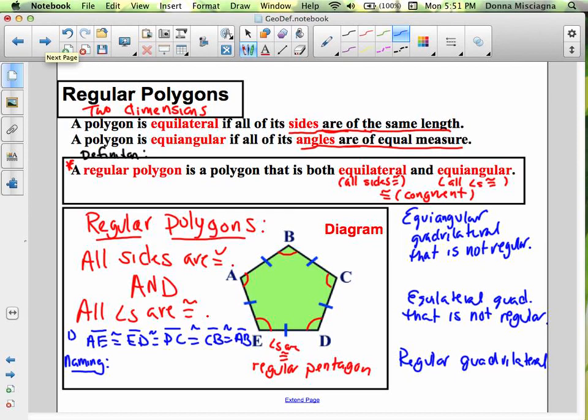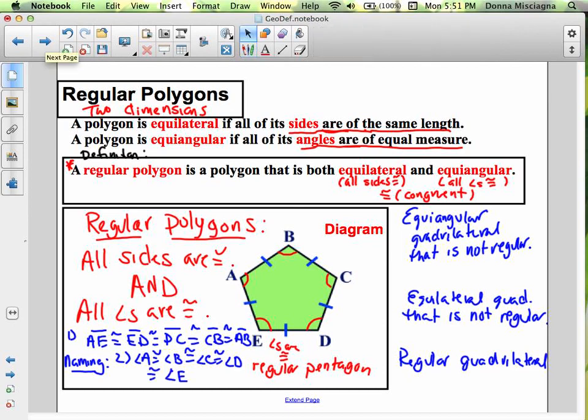And then you can also add in this part. Angle A is congruent to angle B, is congruent to angle C, is congruent to angle D, and we'll have to write underneath, is congruent to angle E. At least I have to. All right, so under the naming symbol, you can add that next to your diagram.